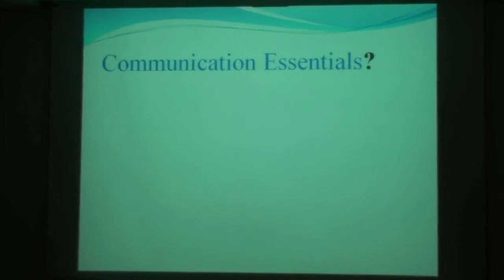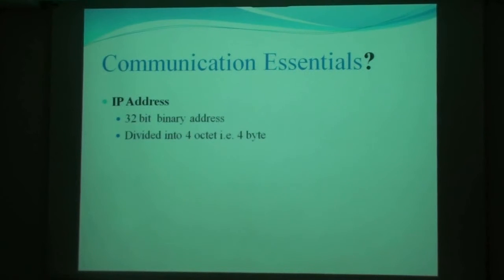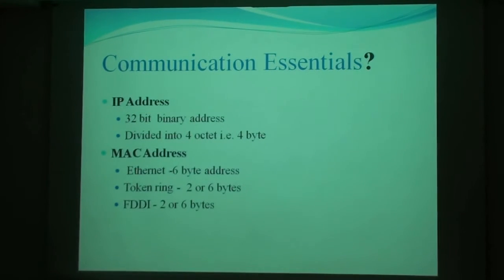The communication essentials needed for two hosts to communicate with each other are IP address and MAC address. IP address is a 32-bit binary address divided into 4 octets, that is 4 bytes. And here I consider IP address as an IPv4 version, not IPv6. MAC address here is in Ethernet 6-byte address. In token ring it is 2 or 6 bytes, and FDDI it is 2 or 6 bytes.